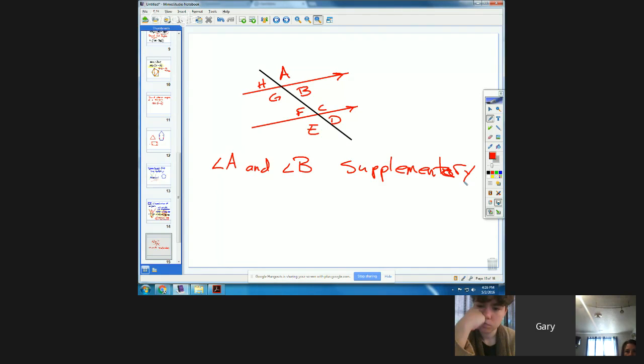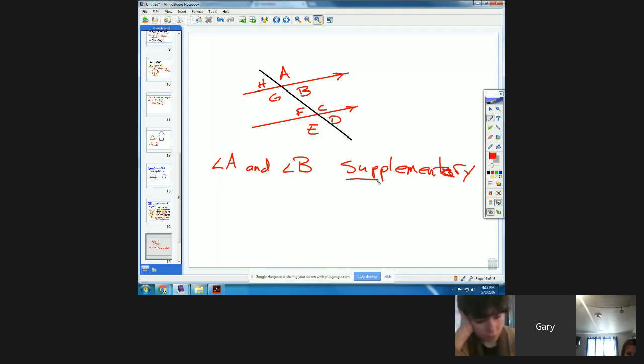When I was young, I had trouble remembering the difference between supplementary and complementary. Then someone told me that sup has the word super in it, like Superman. Supplementary, super, that's bigger, that's 180. Complementary means they add up to 90. That always helped me remember. So complementary angles add up to 90, supplementary angles add up to 180. 180 is bigger, it's super.